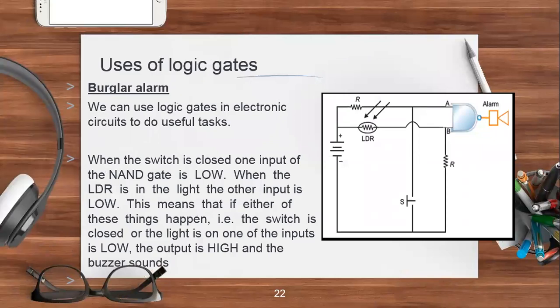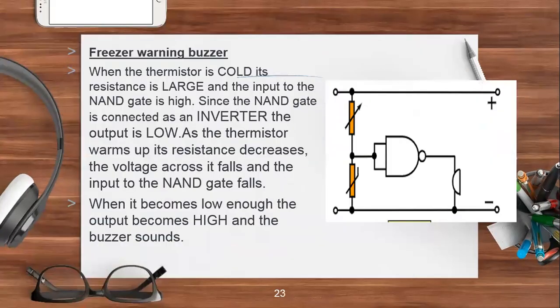Use of logic gates: burglar alarm. We can use logic gates in electronic circuits to do useful tasks. When the switch is closed, one input of the NAND gate is low. When the LDR is in the light, the other input is low. This means that if either of these things happens, that is, the switch is closed or the light is on, one of the inputs is low. The output is high and the buzzer sounds. This is another use of logic gates.